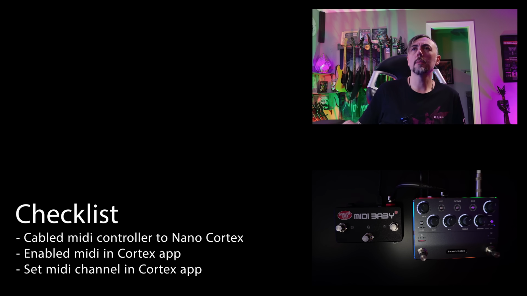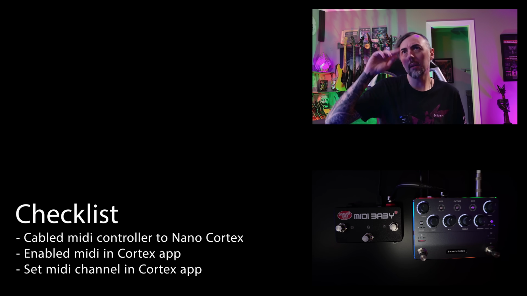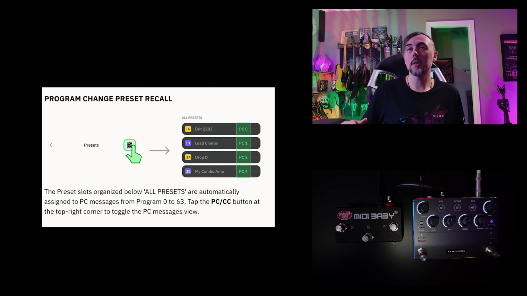Now that we have our settings configured, we've told the Nano Cortex we're using that input for MIDI and not an expression pedal, and we've set the channel 1 through 16 or Omni that we're expecting to receive messages on from our MIDI device. Let's go take a look at what you have available. The main things that you are able to control with MIDI are presets on the Nano Cortex, okay? And those presets, think about what you've seen on the device, okay?